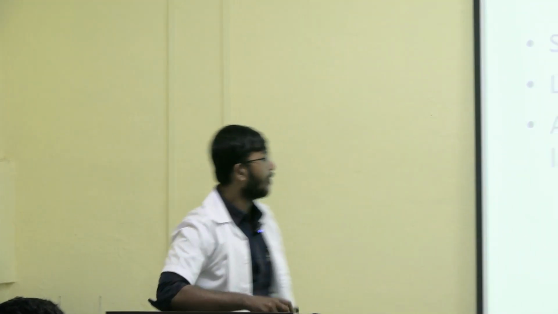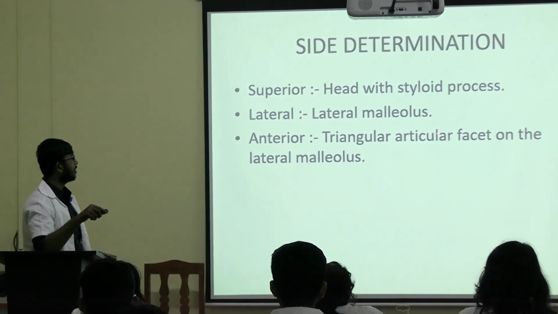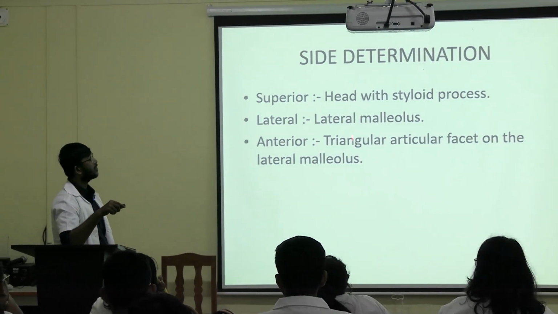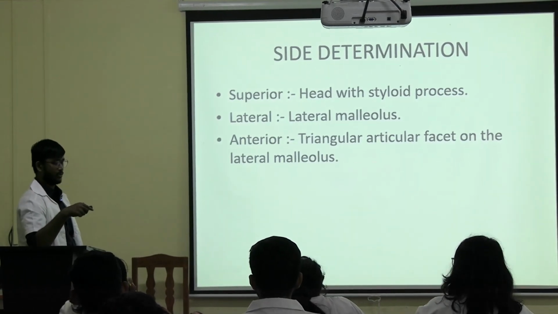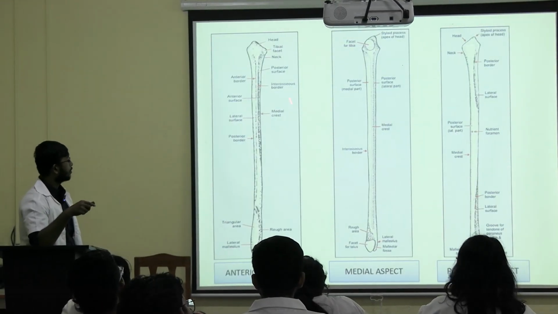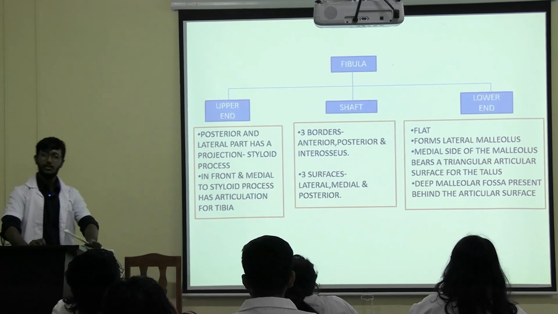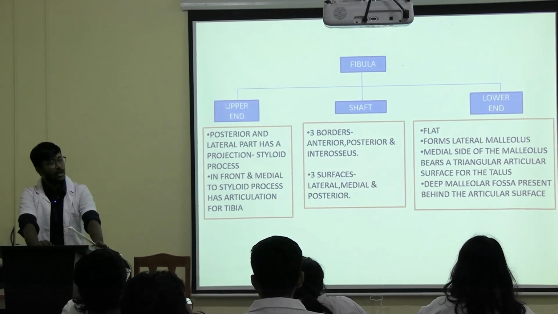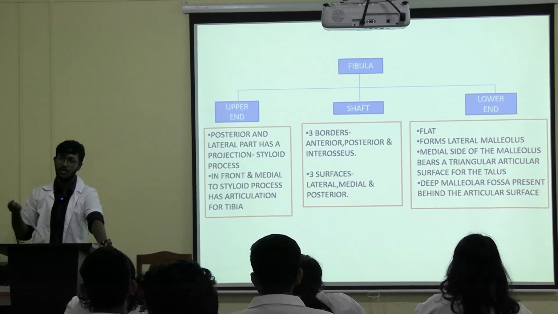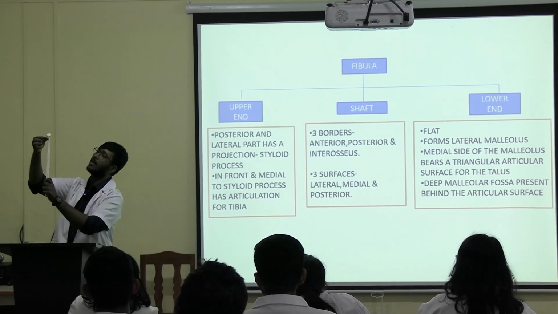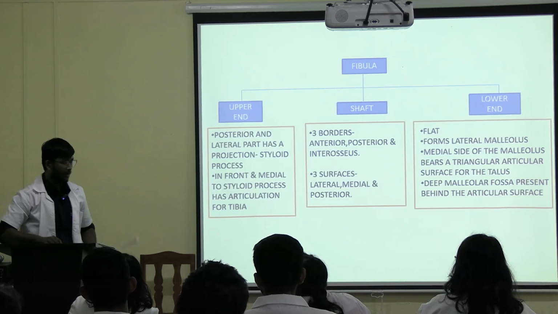I will show you. So superiorly the head with the styloid process, laterally the lateral malleolus, anteriorly the triangular articular facet on the lateral malleolus, that is for the talus actually. We will come to these structures. The fibula is mainly divided into three parts: upper end, shaft and lower end. The upper end will obviously have the head, and just below the upper end we have the neck, this constricted part, similarly to the radius and ulna.